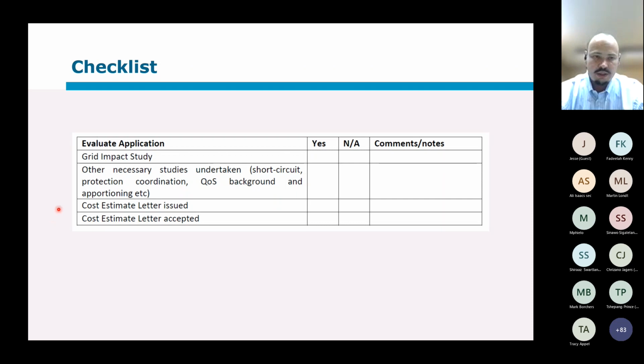Have you issued the cost estimate letter, and has the customer accepted that? Now, typically with a cost estimate letter, there's once again an invoice. If you accept the cost estimate, well, okay, the budget quote to get that is going to cost you this much. So there's also a budget quote fee before you even do the extra set of work.